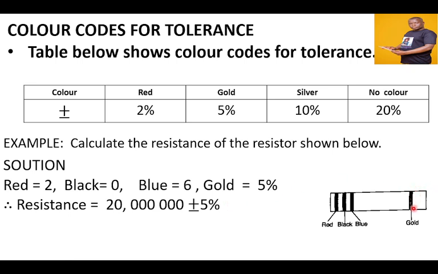To the far right there is gold. But what does gold stand for? It stands for a 5% tolerance. So when writing down the resistance, you have to say 20 million plus or minus 5 percent. So remember, these are ohms, so don't forget to add an ohm there.